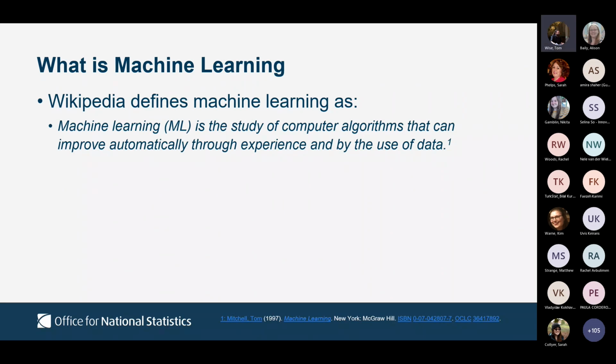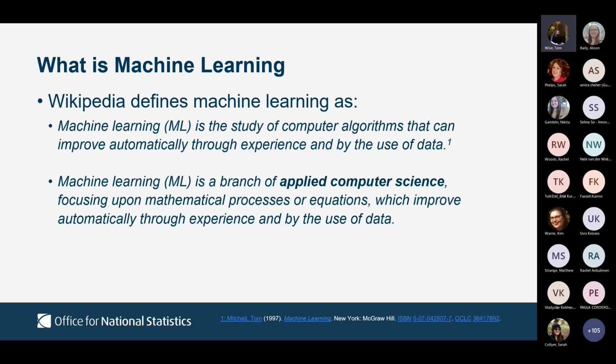But this definition is fantastic because we can really break it down into further understandings. So I like this definition that we can branch out from it. Machine learning is a branch of applied computer science focusing on mathematical processes or equations which improve automatically through experience and by use of data. And so by introducing this term applied computer science and focusing on mathematical processes and equations, it really humanizes and, in some ways, puts a new lens on this.